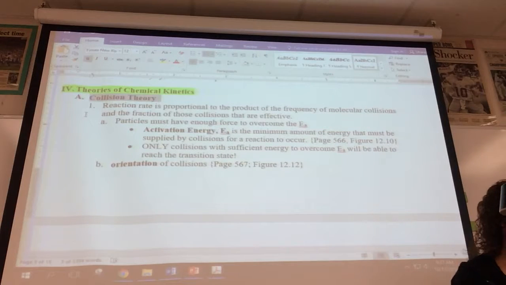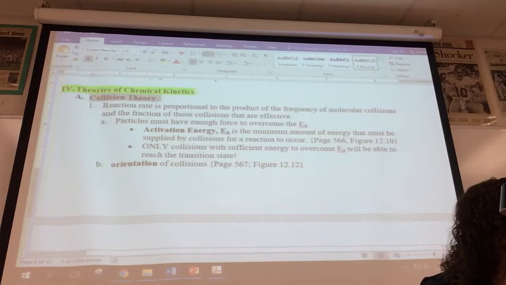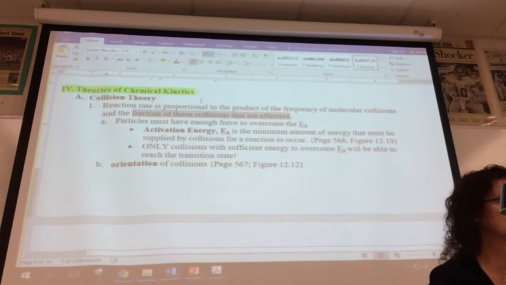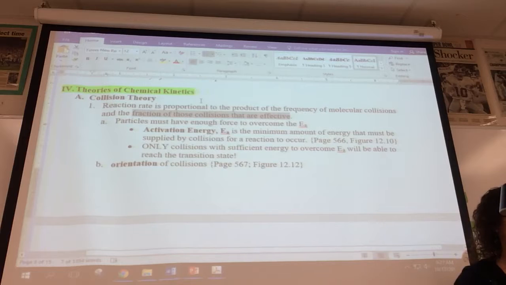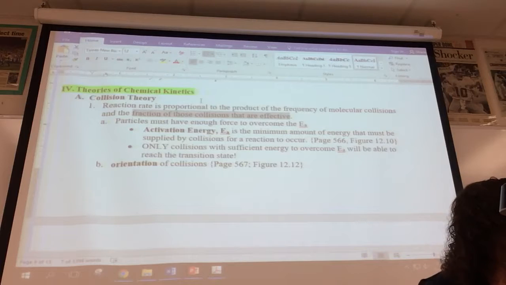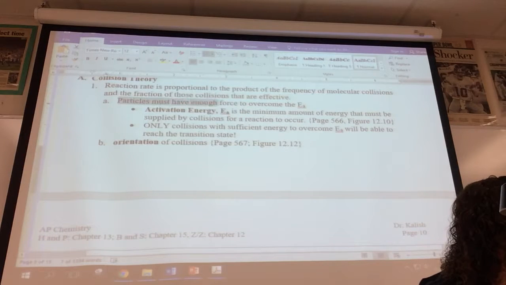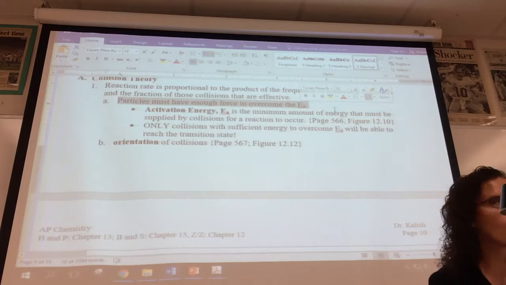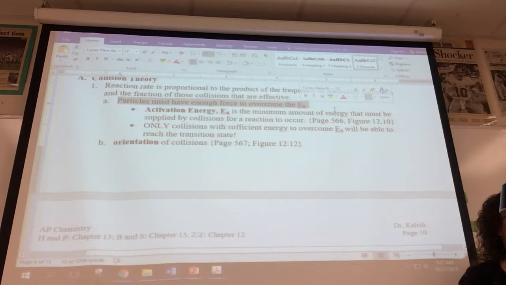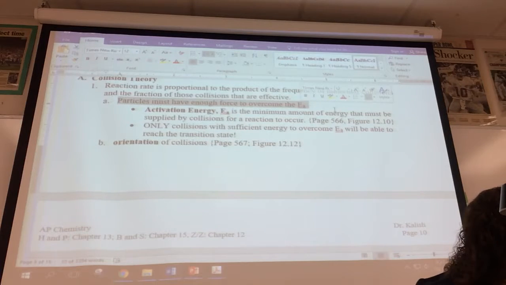Reaction rate is proportional to the product of the frequency of molecular collisions, so how often they happen, and the fraction of those collisions that are successful or effective. And when you're thinking about effective collisions, 2 criteria must be met. The particles must have enough force to overcome the activation energy. Activation energy is the minimum amount of energy that must be overcome for reactants to be converted to products. We'll be looking at activation energy.